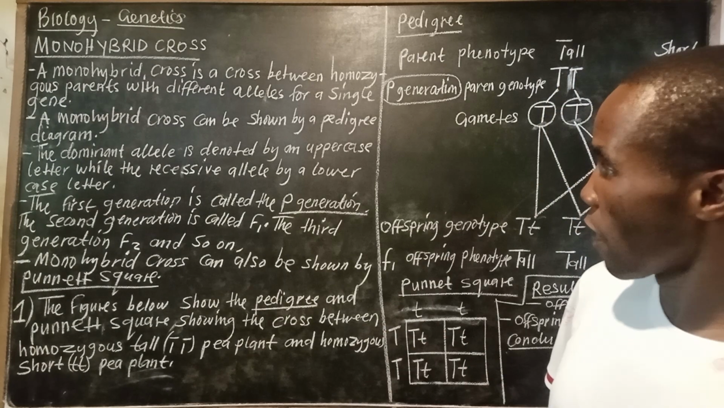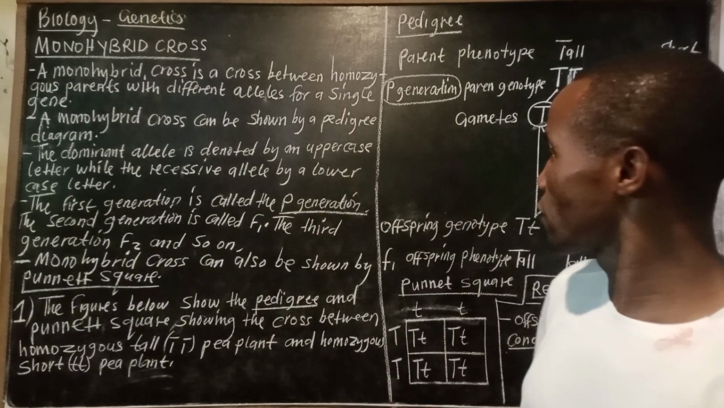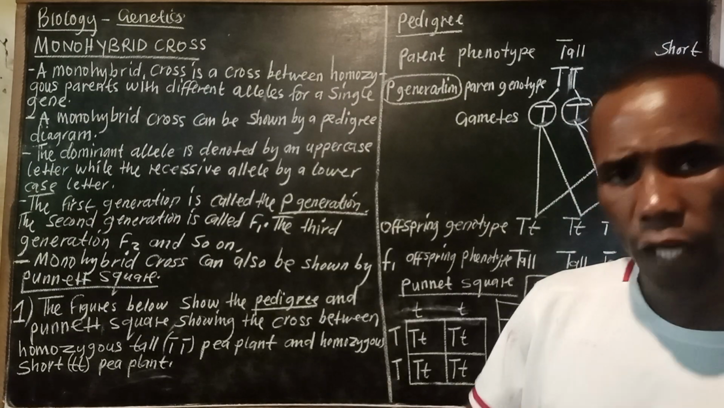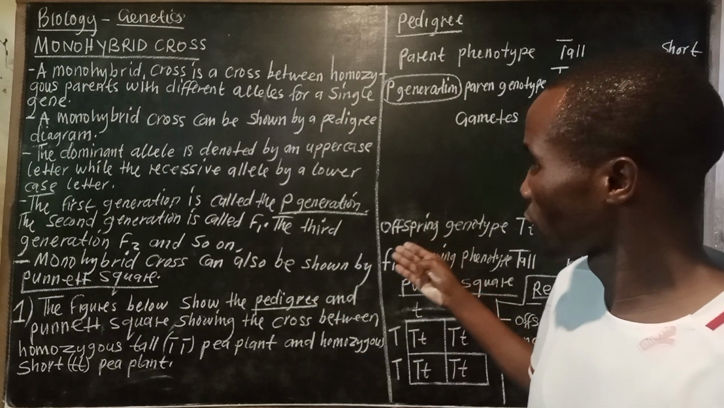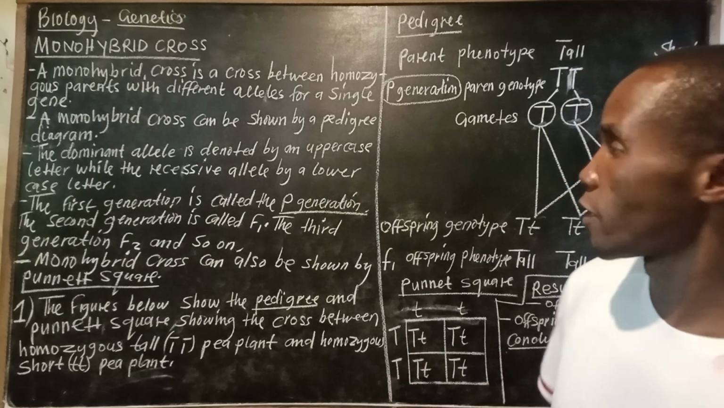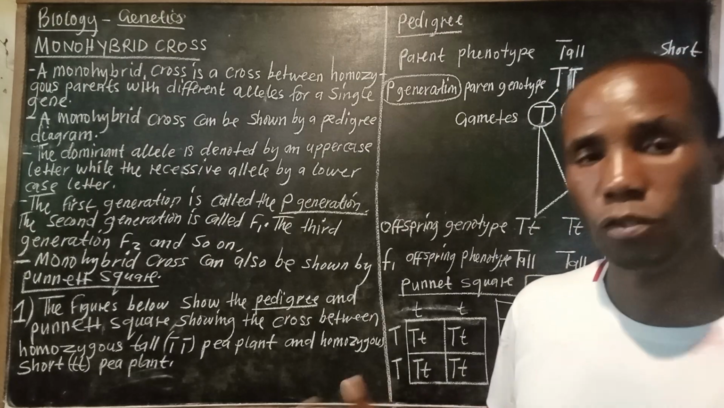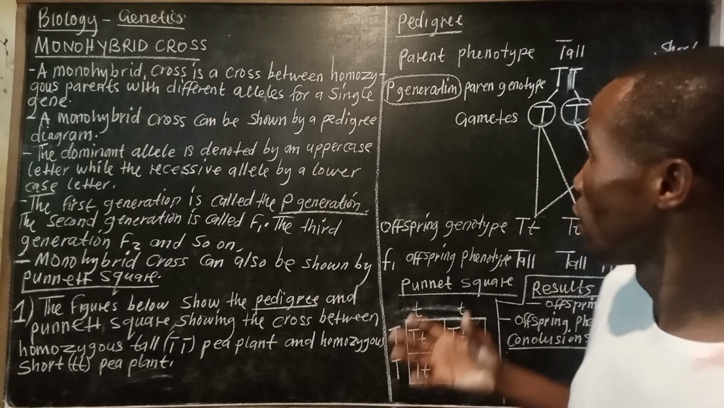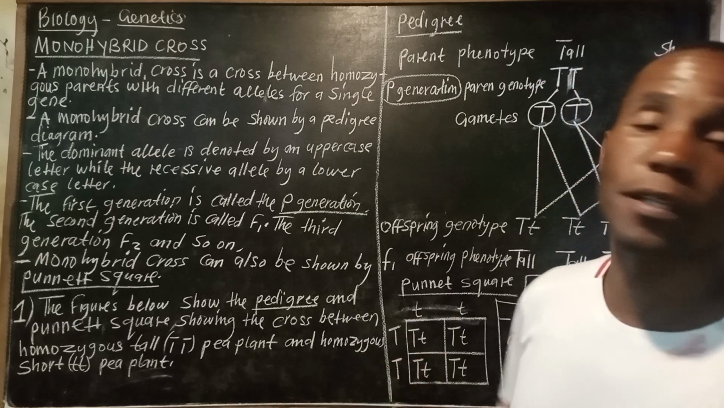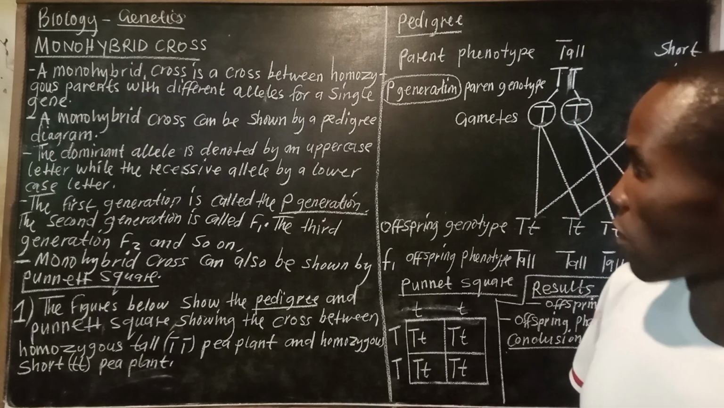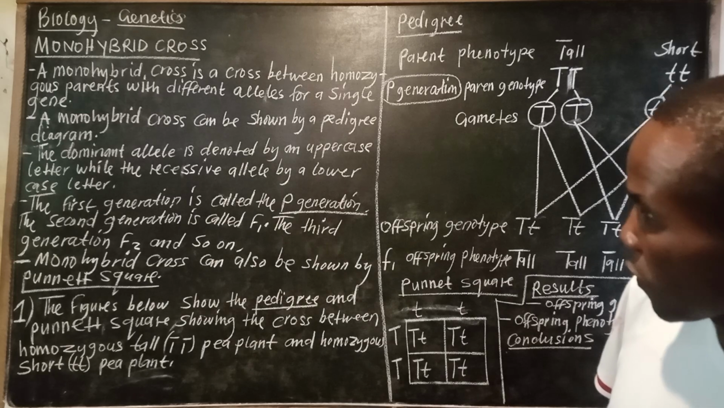The other point: the first generation is called the P generation. The second generation is called F1. Then the third generation is F2, and so on and so on, just like that. That's how the generations have been named. So we can go to another point.